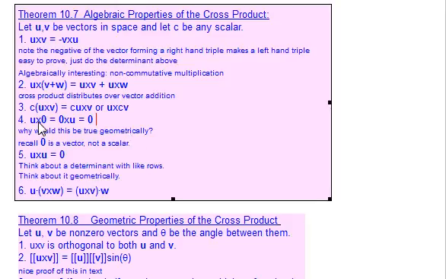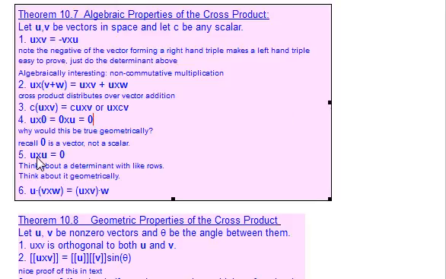Now, what about the cross product of the zero vector and a vector u? Well, recall that means that one of the rows in your determinant would be all zeros. And so when you find the determinant with a row of all zeros, then the determinant is 0. However, you must keep in mind it's not the scalar 0, it's the vector 0, so it's 0i plus 0j plus 0k.